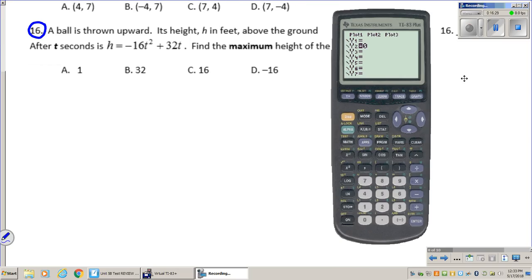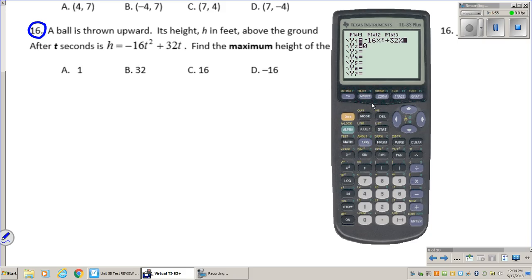Okay, let's take a look at number 16. It says a ball is thrown upward. Its height, h in feet above the ground after t seconds, is h equals -16t squared plus 32t. We are asked to find the maximum height. So we're going to get the equation entered into the calculator: -16x squared plus 32x.